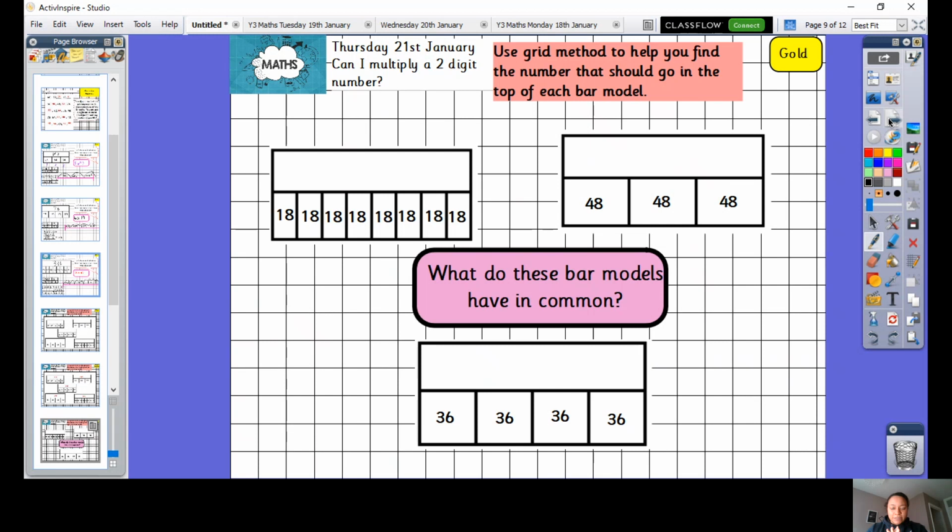Now, this one is a little bit of problem solving. What do these bar models have in common? Now, you may be thinking, well, Mrs. Silverthorne, they're obviously different calculations because they've got different numbers in and different amounts of those numbers, but have a go at maybe solving these bar models and thinking about what they have in common. So what's the same about them? Pause the video here and give it a go.